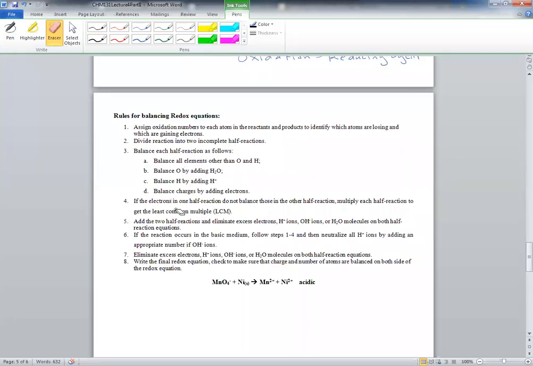The process of balancing redox equations is not difficult, and I mean that. It is tedious. It's multi-step. So it takes time, it takes effort, it takes knowing the pattern after you do enough of these problems. We're going to learn this process in this video.